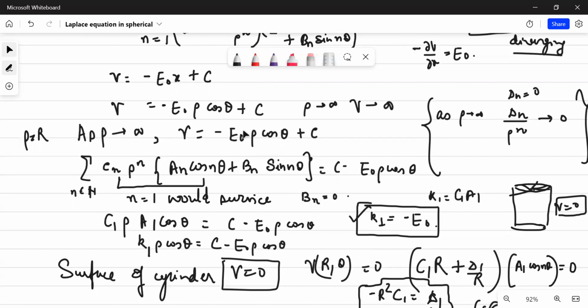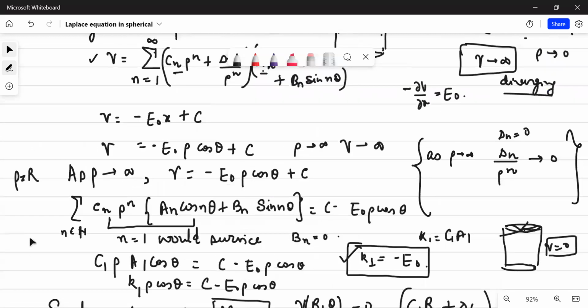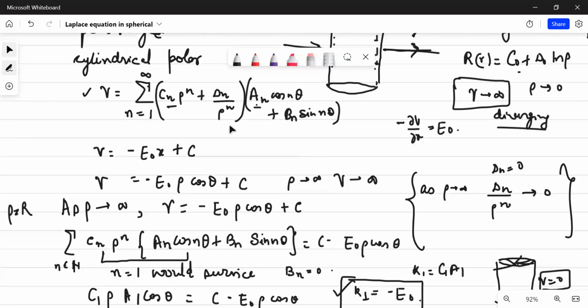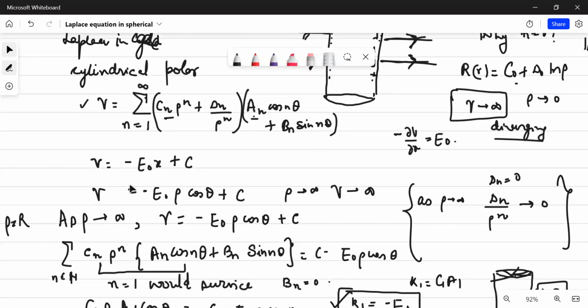It's not that as rho tends to infinity the potential is becoming 0. So I will write my potential anywhere in the space as C minus E naught rho cos theta. So as rho tends to infinity, this will remain the form of the potential. But I also know that when I'm solving Laplace's equation, that also gives me a potential, and as I take rho tends to infinity, this will go to 0. Overall, this remains to be my potential.